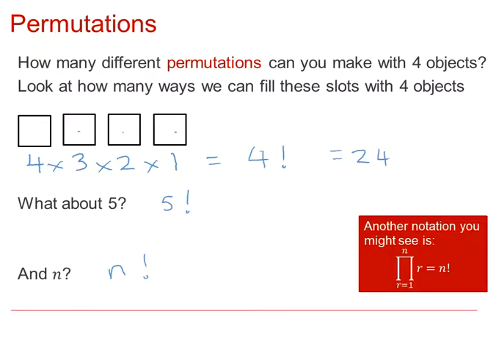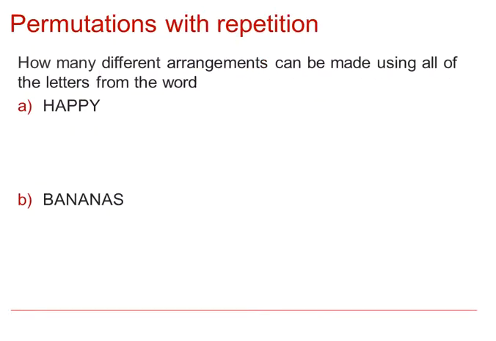Another notation you might see is given in this red box here. Let's have a think about permutations with repetition. How many different arrangements can be made using all of the letters from the word happy, where there are 5 letters but one of the letters is repeated twice, and bananas, where there are 7 letters but one letter A is repeated 3 times and the letter N repeated twice?